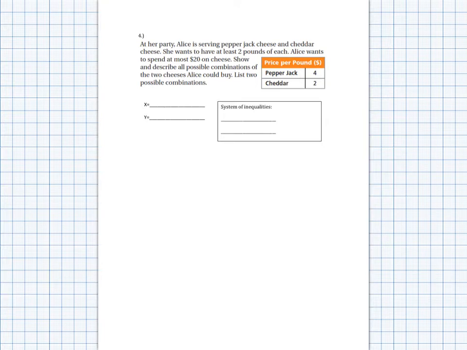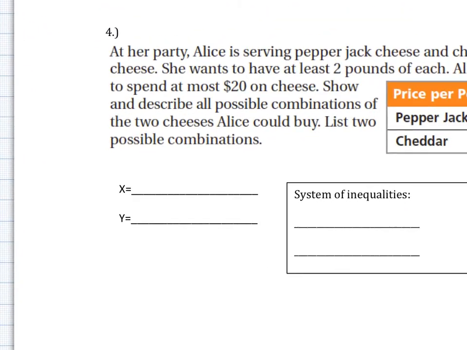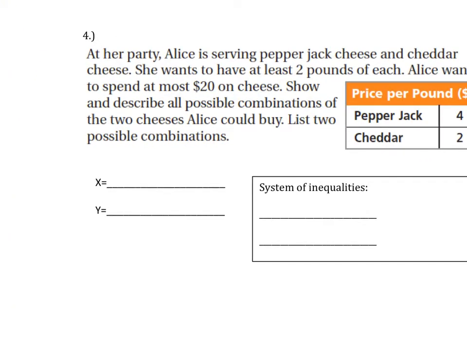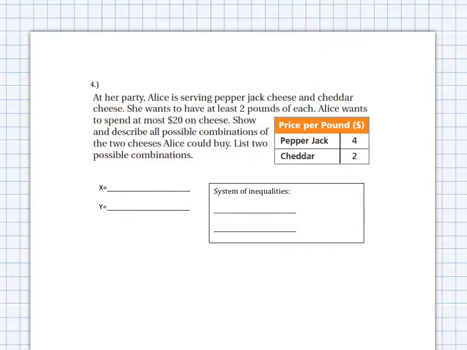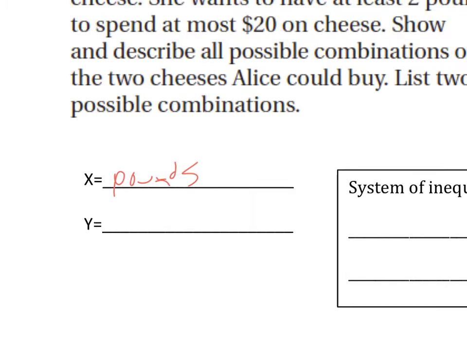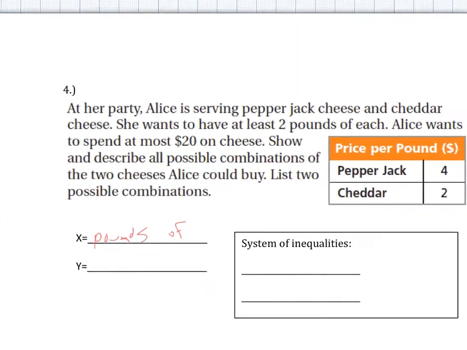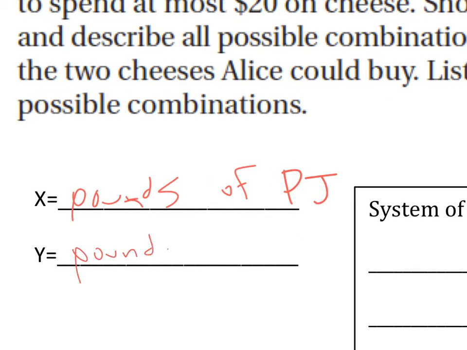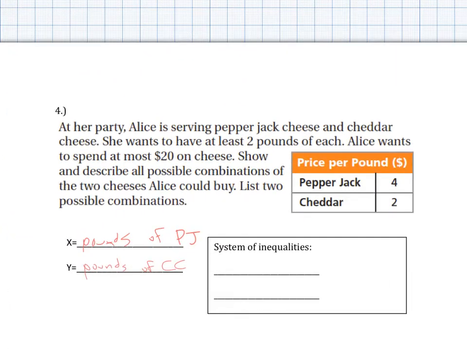So first thing we want to do is we want to define our variables. So x equals, okay, so we're looking at how many pounds. Well, she wants 2 pounds. So we're looking at how many pounds of each. So x is going to be pounds of, let's call x pepper jack, PJ. And y we'll call pounds of CC, cheddar cheese. Okay, here's what it says, she wants at least 2 pounds of each, okay? It also says she wants to spend at most, there's a little indicator of inequality, at most $20.